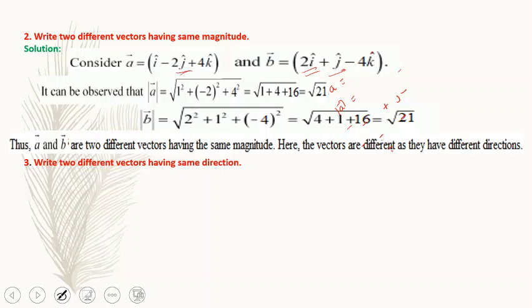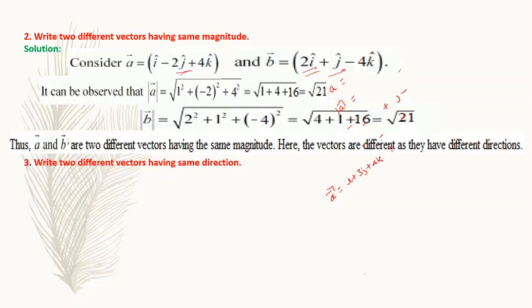Same direction. Already in the types of vectors we have discussed, vectors which are in the same direction, we call them collinear vectors, irrespective of their magnitude. So how to find the collinear vectors? That we have also discussed. First, take any one vector. Let me take vector A is equal to i plus 3j plus 4k.